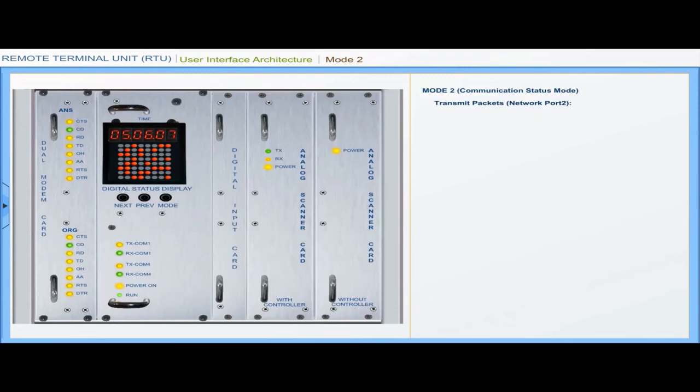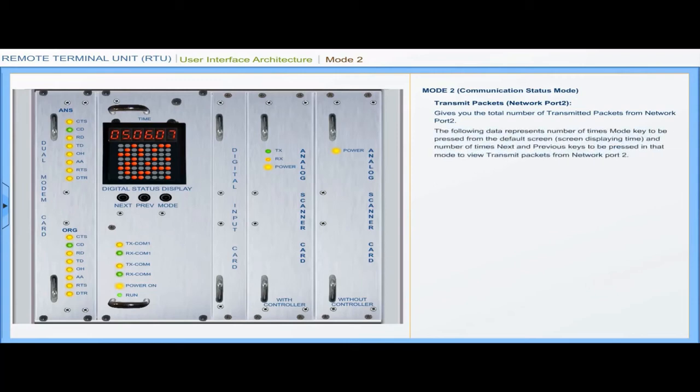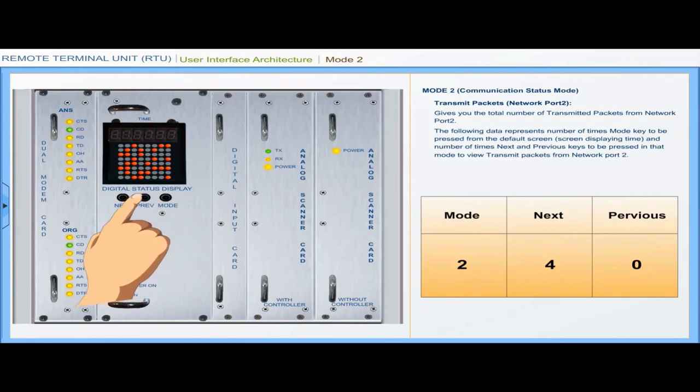Transmit Packets, Network Port 2. Gives you the total number of transmitted packets from Network Port 2. The following data represents number of times mode key to be pressed from the default screen, that is screen displaying time, and number of times next and previous keys to be pressed in that mode to view transmit packets from Network Port 2. Mode 2. Next 4. Previous 0. Display on 7 segments look like. After time delay of 3 seconds, 7 segments represents transmit packets count from Network Port 2.